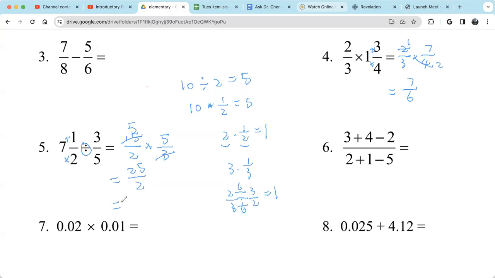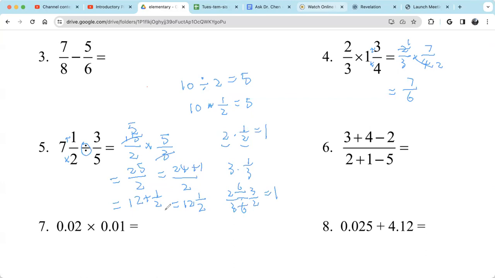If we have to convert into a proper fraction, we want to break 25 into 24 plus 1, because 24 is a multiple of 2. So 24 divided by 2, that's 12. The 1 divided by 2 is a half. And we write it as a mixed fraction, 12 and 1/2.